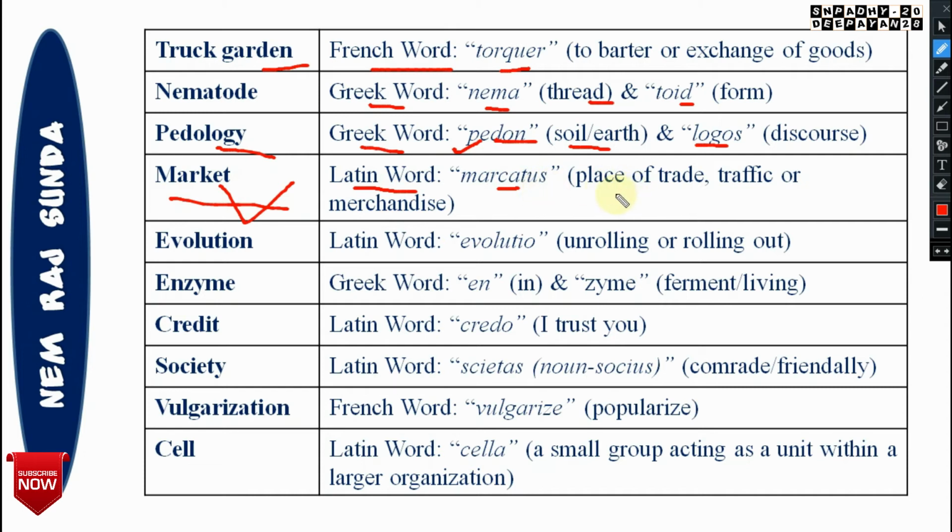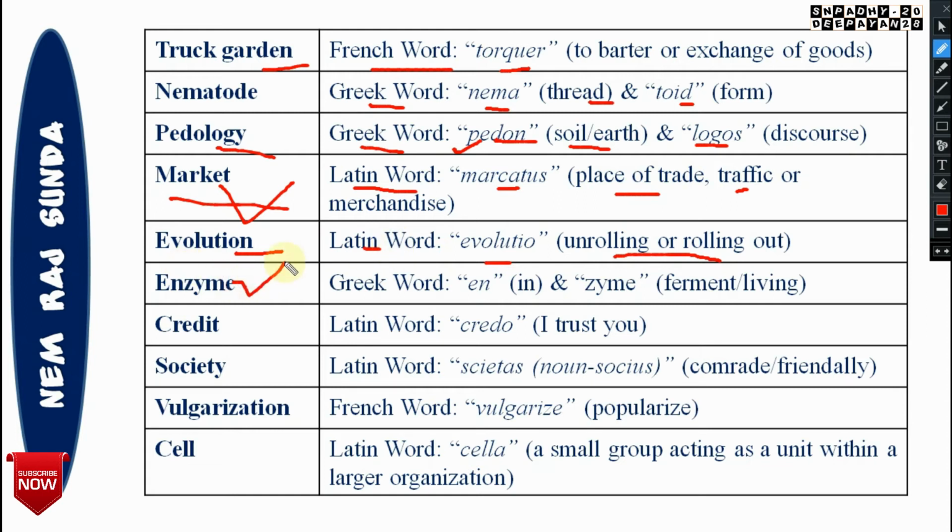Similarly, market came from the Latin word marketus. Marketus means the place of trade, traffic or merchandise, which is known as market. Then coming to evolution, you may know that it is a change, the development, the change occurred over time. That came from the Latin word evolutio, which means unrolling or rolling out.